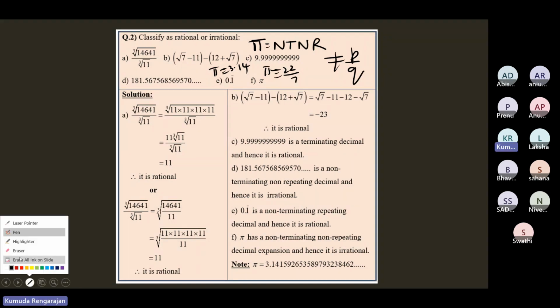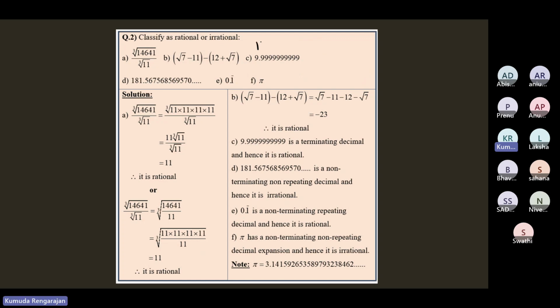So remember that because pi has a non-terminating, non-repeating decimal expansion, it does not have a p by q form. But while using a formula where we have pi, we take pi as 22 by 7 for the convenience in calculating, not that pi is equal to 22 by 7. Or sometimes it's given that pi is equal to 3.14. These are approximate values.